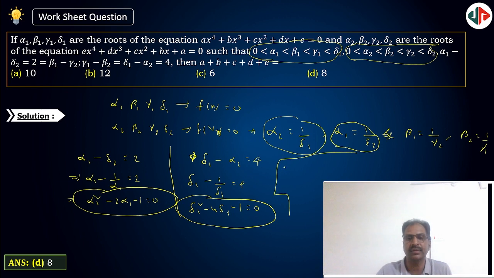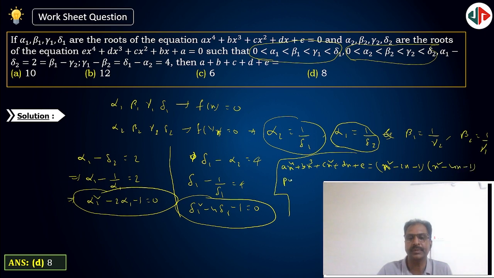Alpha 1 and delta 1 are the roots of the first equation. Therefore, ax power 4 plus bx cube plus cx square plus dx plus e is equal to, sorry, x square minus 2x minus 1 into x square minus 4x minus 1.